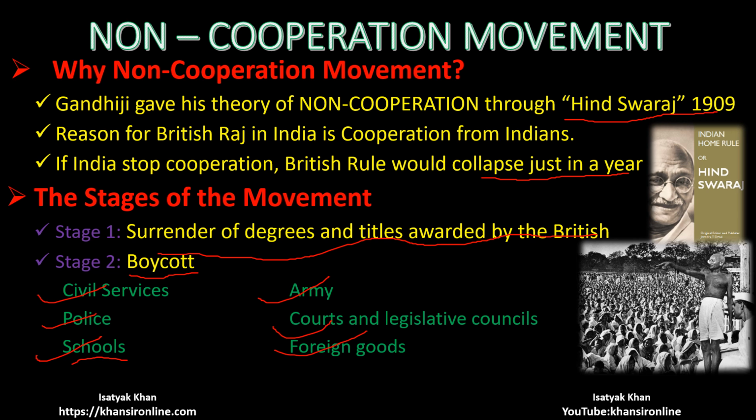There are some teachers and principals who were Indians appointed as teachers and principals. Those teachers and principals should resign from their jobs, and those Indian children who are going to schools and colleges should also stop going to schools and colleges, and rather prefer the Indian alternatives. Foreign clothes too. This is how the boycott second stage would work.